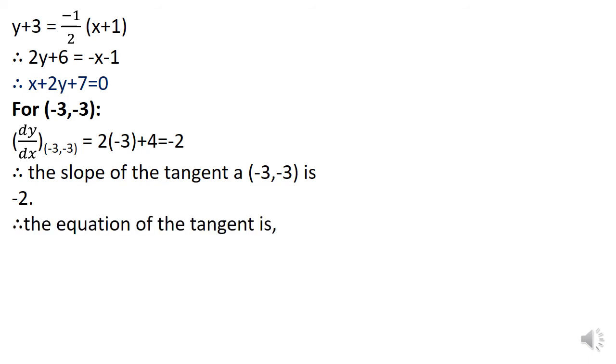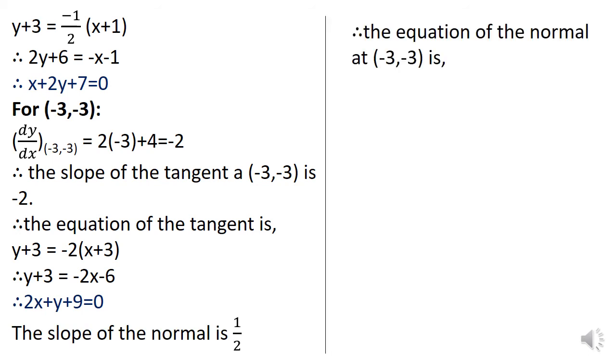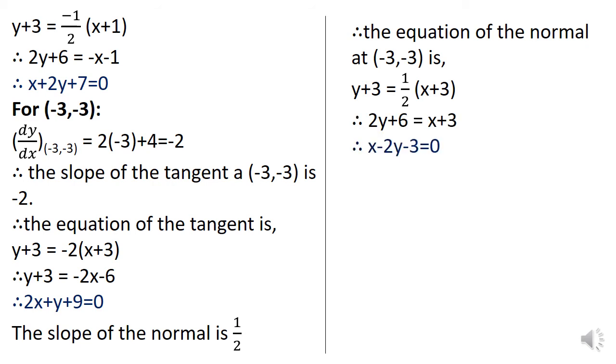Now the equation of the tangent we get by applying the formula. Then the slope of the normal becomes 1 upon 2, and therefore the equation of the normal also we get in the same way. Thus we solve the sum.